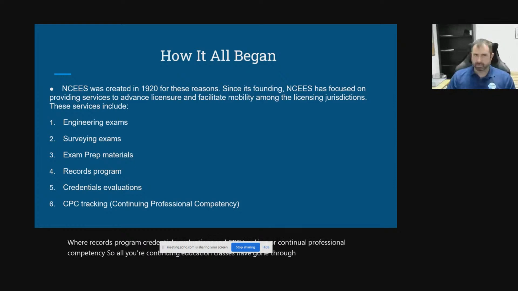When you complete school, whether it be associates or bachelors, and took, say, civil engineering classes or surveying classes, that's where they do the credential evaluations and keep it all on record. And then, as you can see, when you register for one of the exams through NCEES, you can see basically the reference material and everything on there as well.